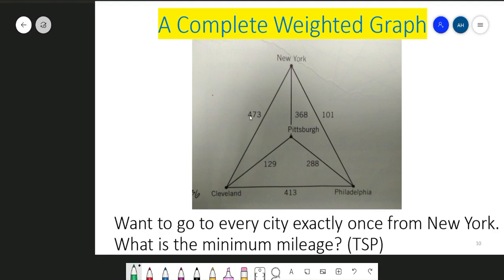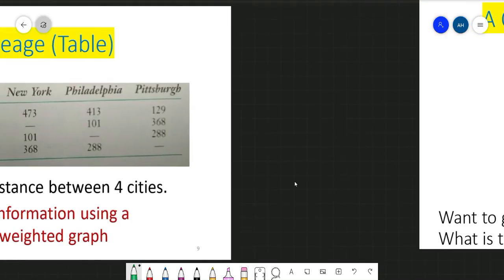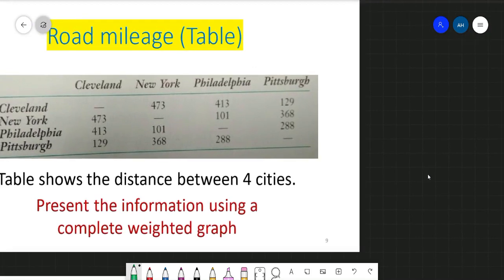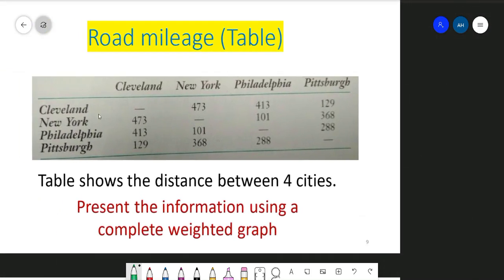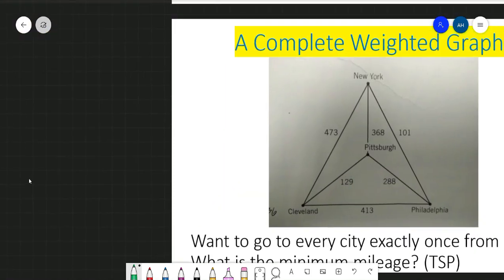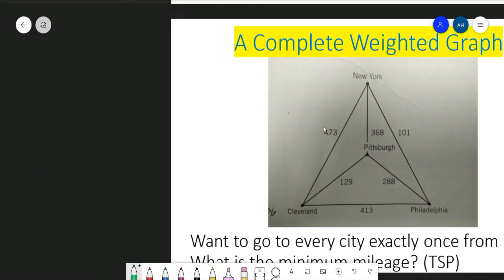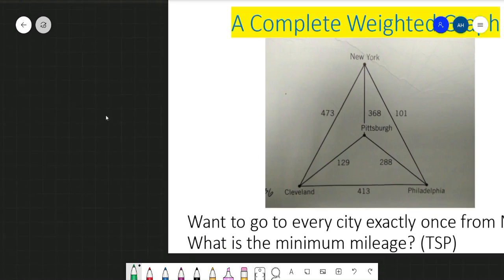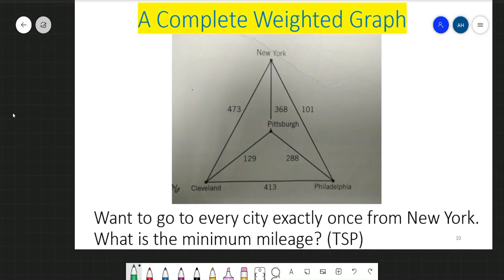So we write down 473. Where do we get that? From New York and Cleveland, we can read from the table. New York to Cleveland, here it is, 473. So New York to Cleveland is 473. We do it for each vertex, and for each edge we assign a number to it. So this is the way to do that. The point is we want to go to every city exactly once.